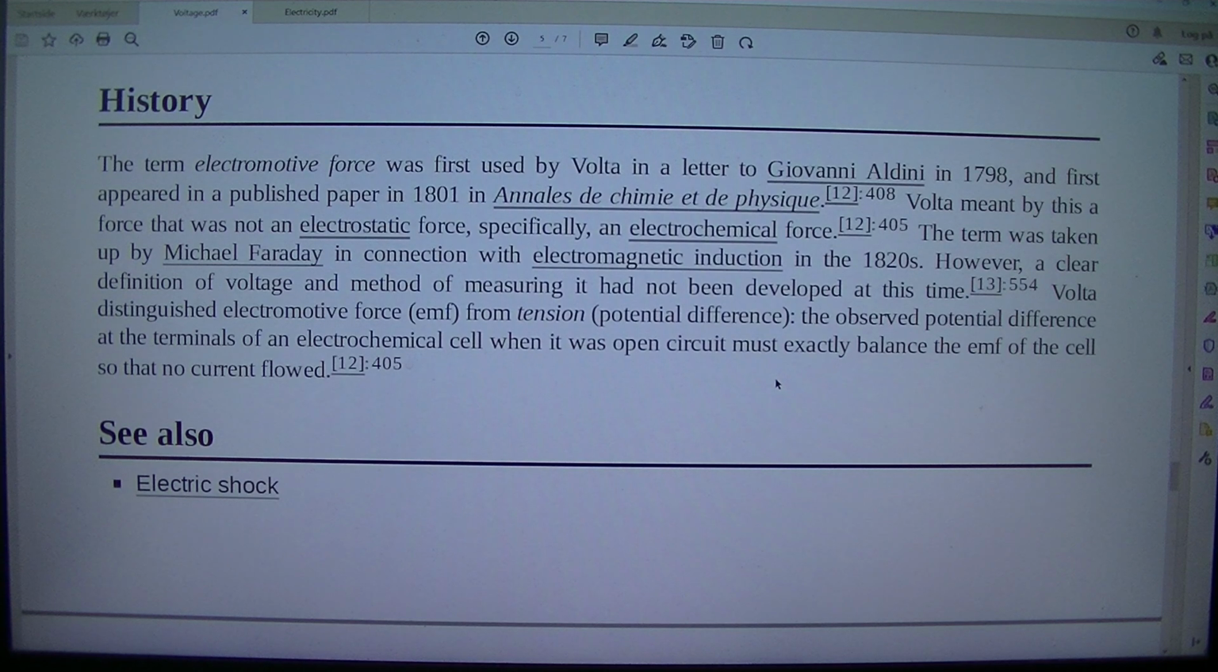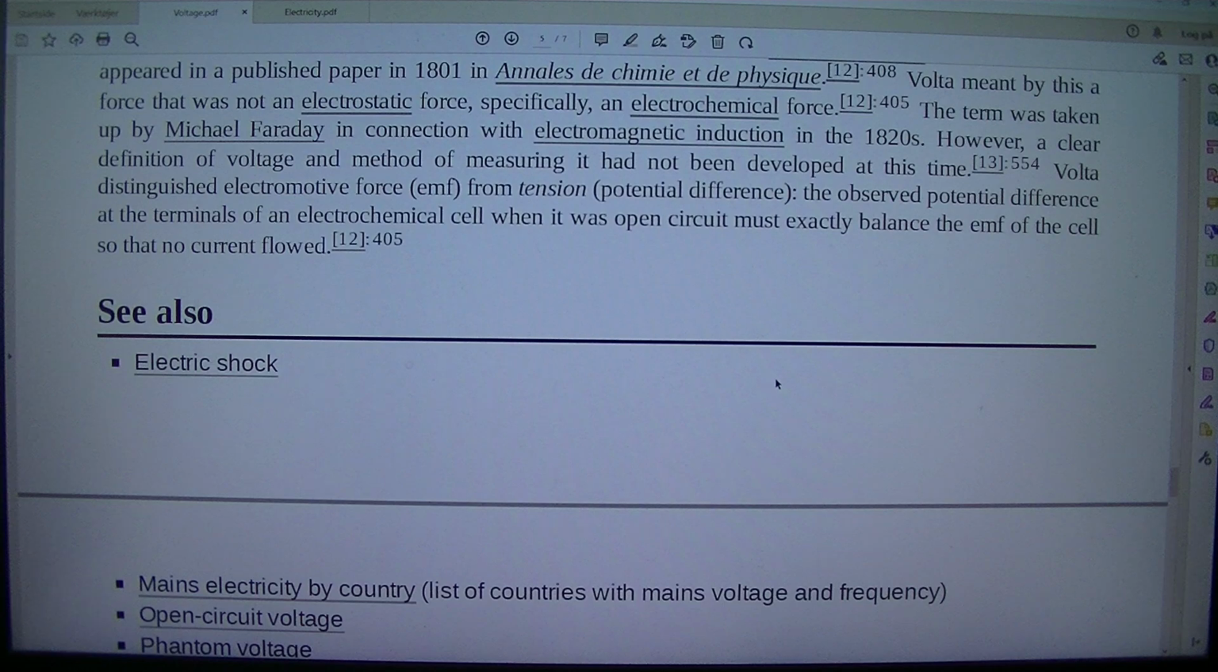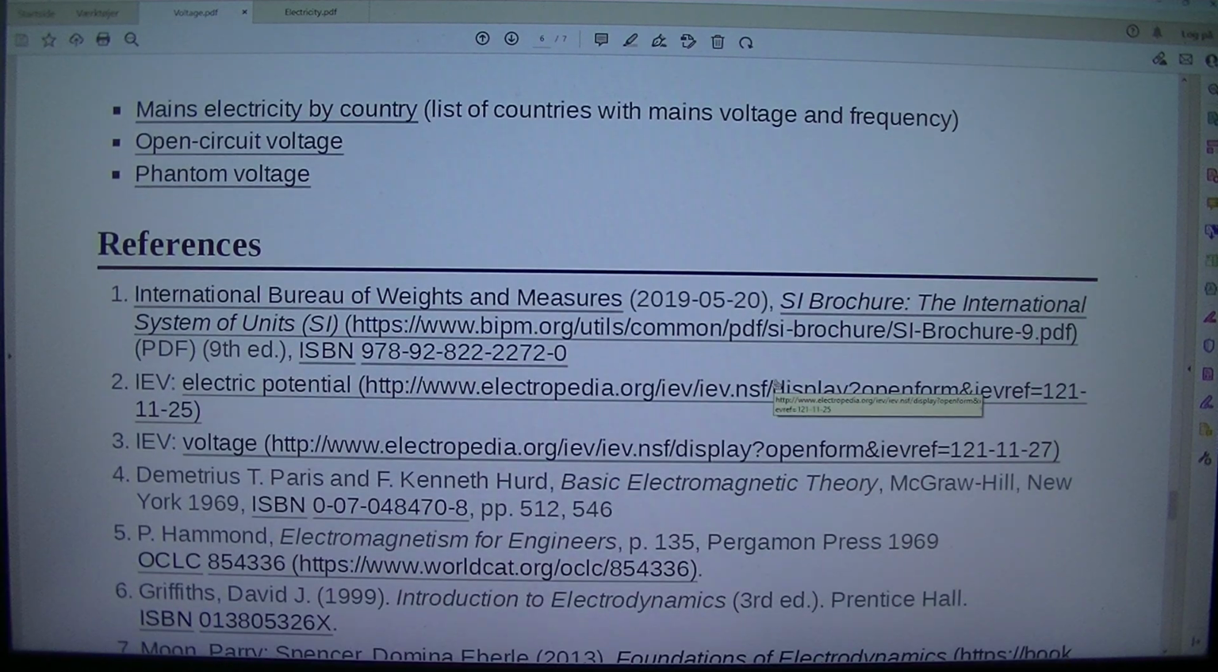See also. Electric shock. Mains electricity by country, list of countries with mains voltage and frequency. Open circuit voltage. Phantom voltage.